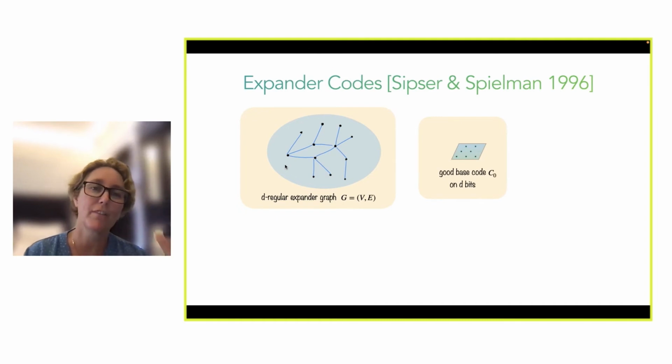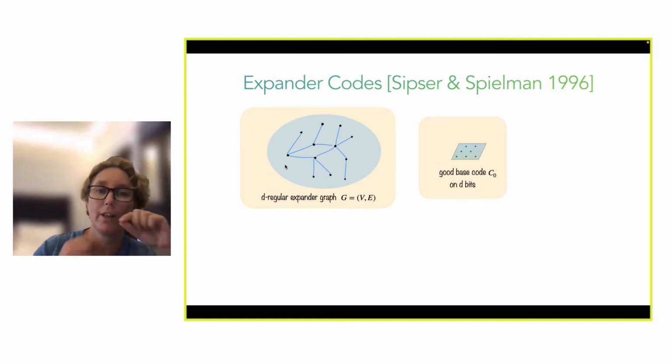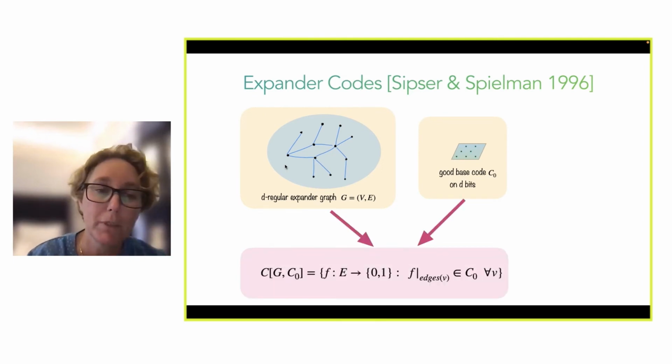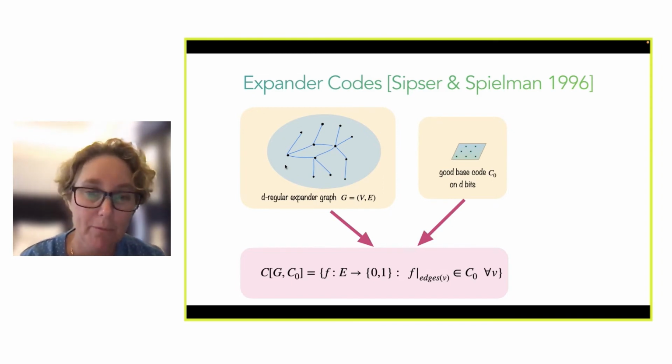So at the heart of these codes are these expander graphs. These are graphs that on one hand, every vertex only sees D neighbors, very small, but the entire graph is very robust and highly connected. So Sipser and Spielman take an expander graph and a base code and construct from it an error correcting code that not only has a good rate and good distance, it's also decodable in linear time.